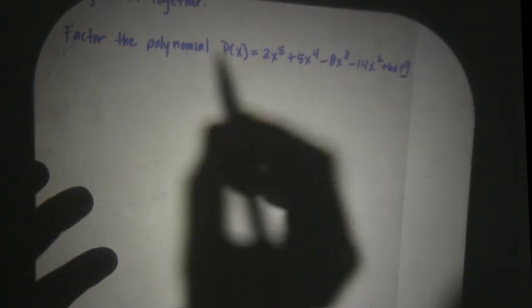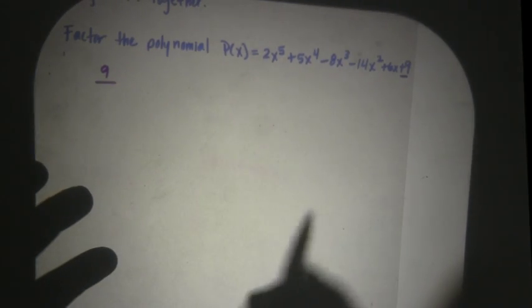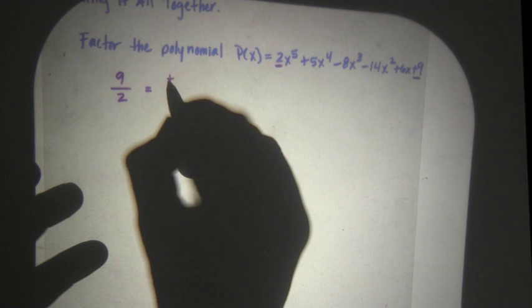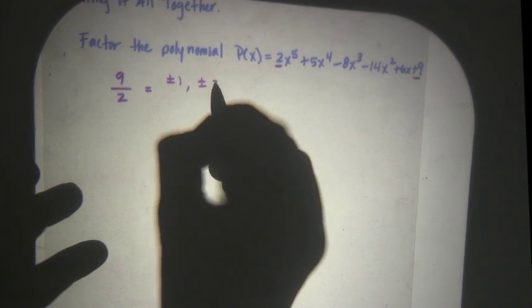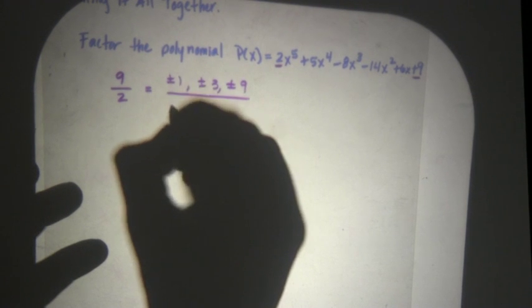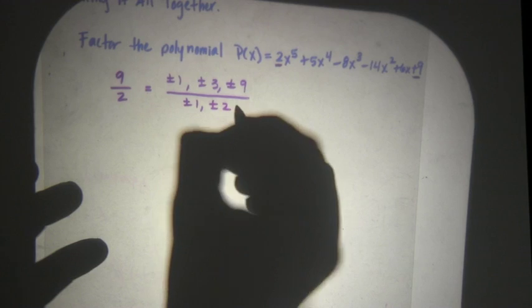So if you recall, the rational zero test takes the factors of the constant term, which in this case is 9, and we divide that by the factors of the leading coefficient, which is 2. So we are going to take all the factors of 9, plus or minus 1, plus or minus 3, plus or minus 9, and divide it by all of the factors of 2, plus or minus 1, plus or minus 2.